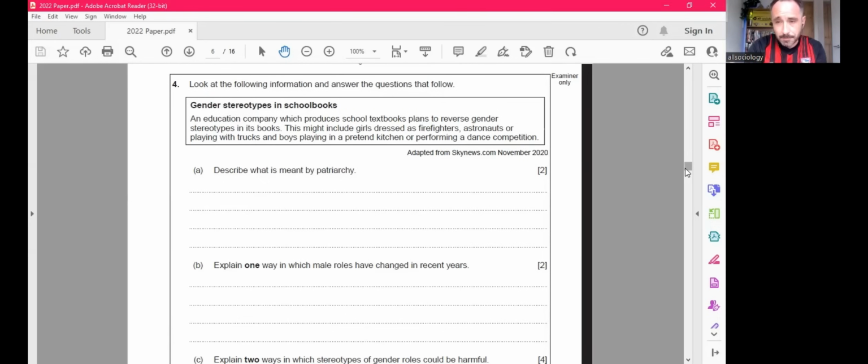You again get 1 mark for a very simple definition. So patriarchy is male domination of women or male domination of society. You then need to go one little bit further and give an example of patriarchy. For instance, you could talk about the glass ceiling. You could talk about the gender pay gap. You could talk about any example of prejudice and discrimination.